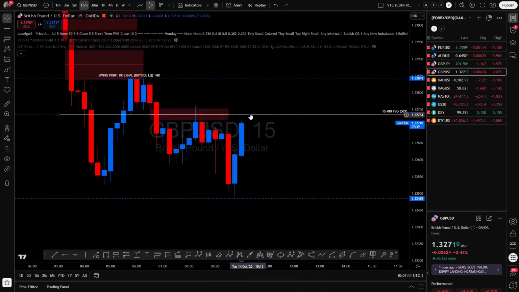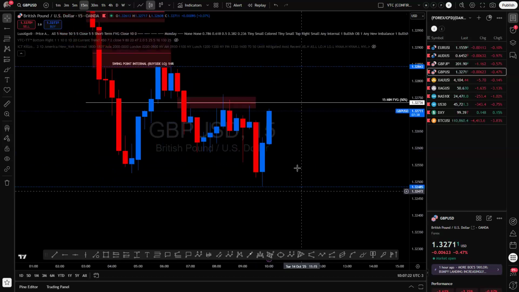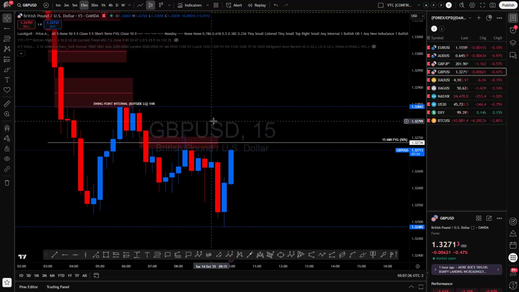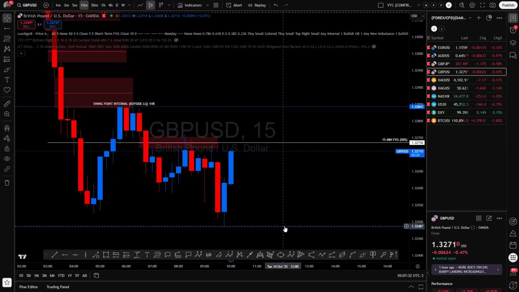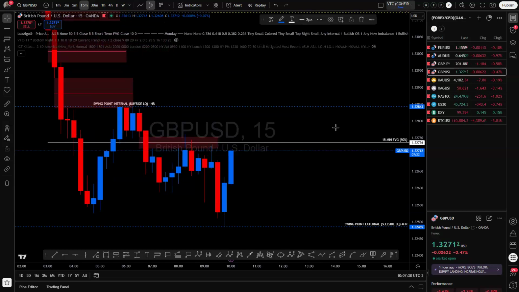But if price respects this fair value gap and then forms a bearish fair value gap and closes below, then I'll probably trade it down to this liquidity here. So that's what we will want to look at. Let's see this done on liquidity. So that's what we want to look at.